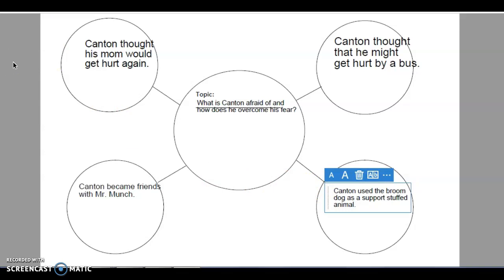So now that I'm all finished with organizing my paragraph, I can go ahead and get ready to type this in a Google document, and it will come out to be a nice paragraph about my thoughts about what I inferred about what Canton was afraid of and how he overcomes his fear of that.